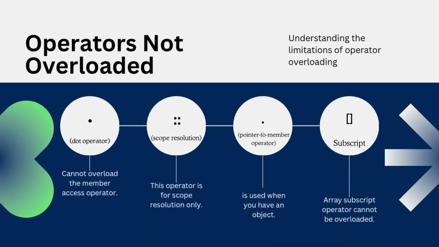While it's a powerful feature that allows us to redefine how existing operators work with user-defined types, enhancing code readability and functionality, it isn't without its limitations. Specifically, there are certain operators that cannot be overloaded. These include the dot operator, which is essential for member access, and the scope resolution operator, used for scope resolution. Also non-overloadable are the pointer-to-member operator and, crucially, the ternary conditional operator. Attempting to overload these can break fundamental language mechanisms.